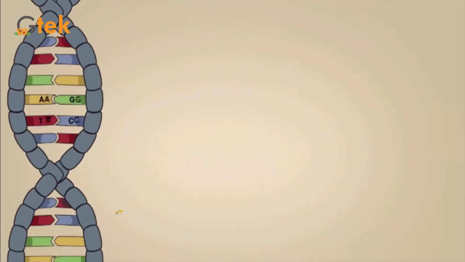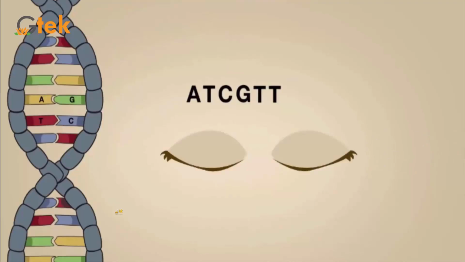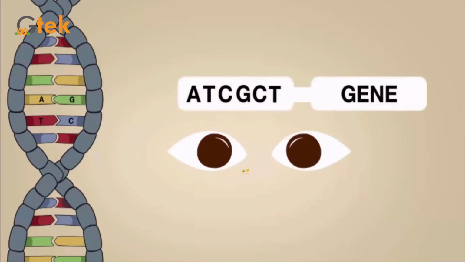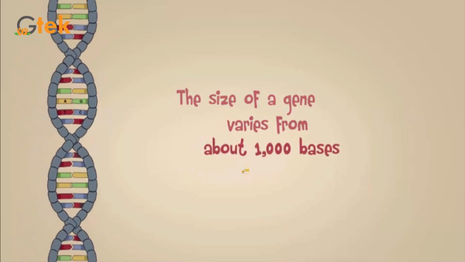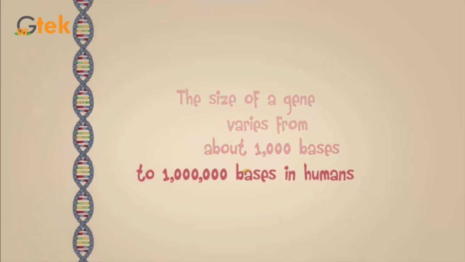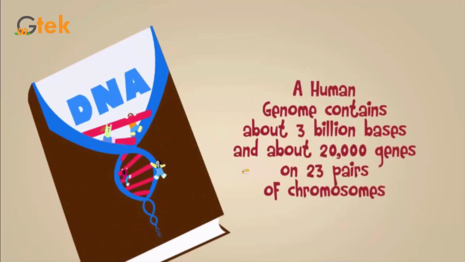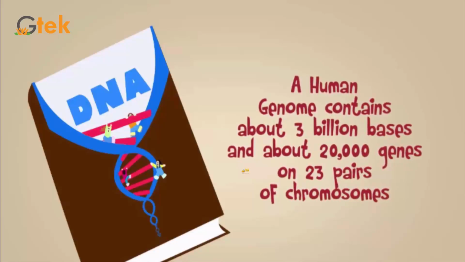You can see here the ATC and GCT. The formation of ATC and GCT is nothing but the gene. The size of a gene varies from about 1000 to several hundred thousand bases in humans. A human genome contains about 3 billion bases and about 20,000 genes on 23 pairs of chromosomes.